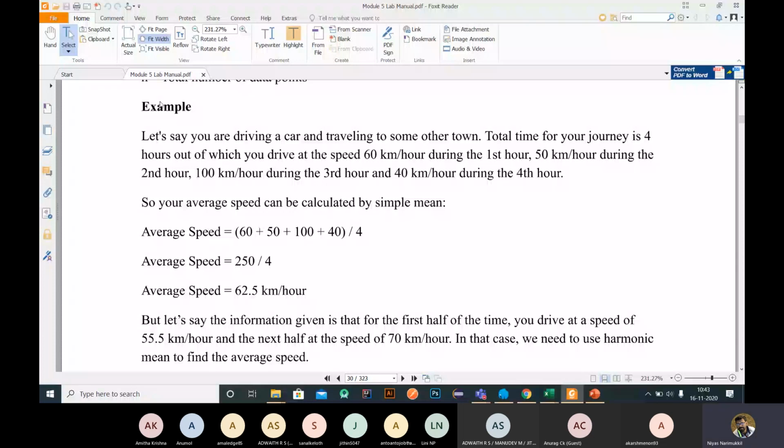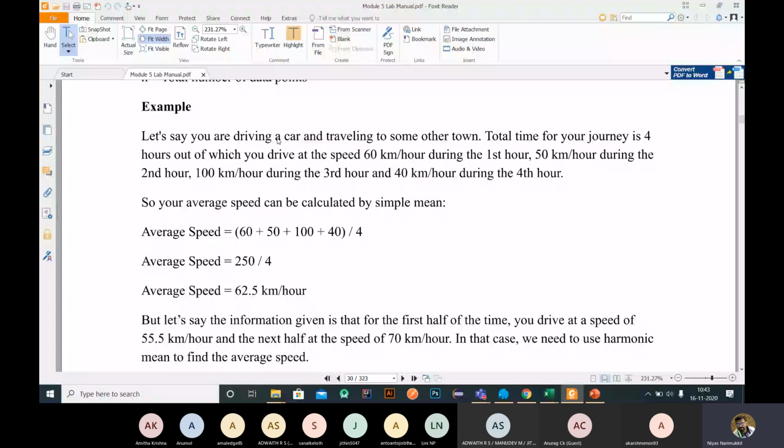So here, the idea is when we need to find the harmonic mean or when we need to find the arithmetic mean. This is an example showing that. Let's say you are driving a car and traveling to some other town. The total time for your journey is 4 hours.